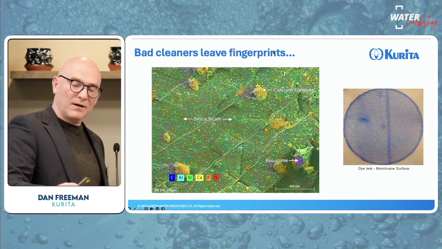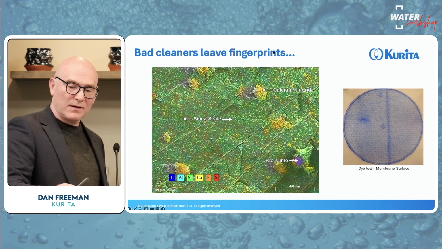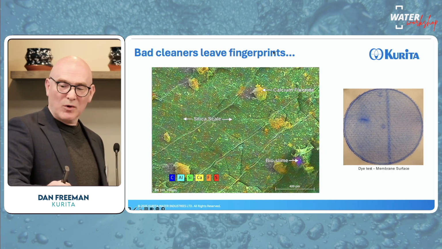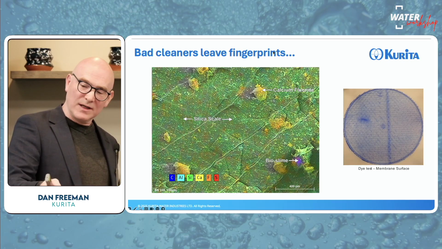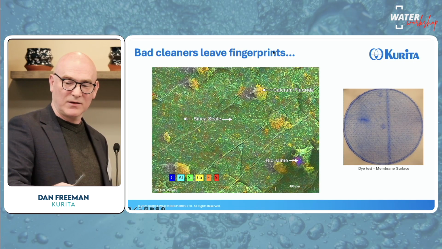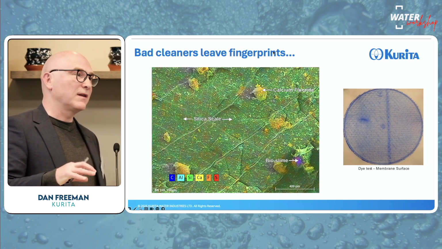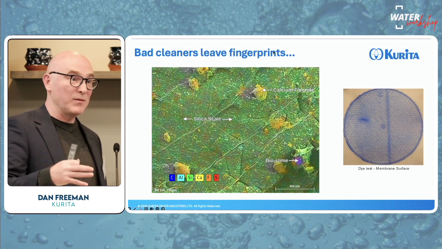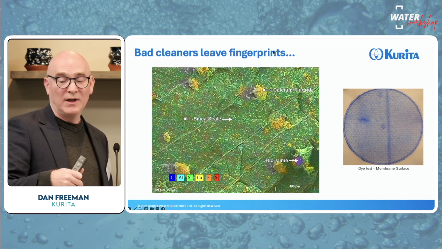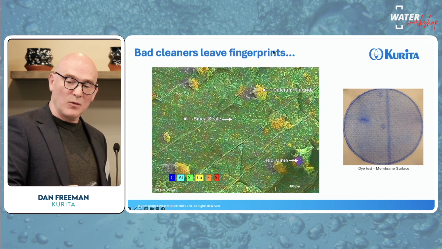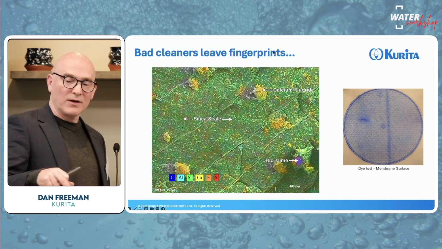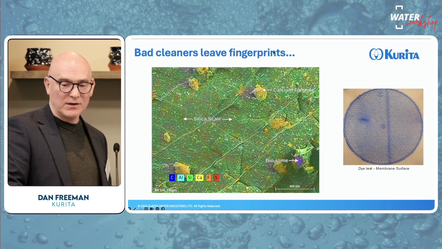This is a CEI image from a different system, but had a similar problem. On the right-hand side, you can see there's a dye test where we can see dye has passed through the membrane, and we can see that as an indication of damage. This element was damaged. When we actually look at the CEI, we can see that there are traces of calcium fluoride on the membrane surface.